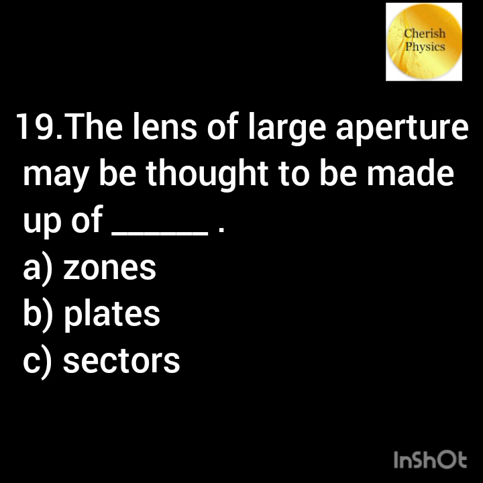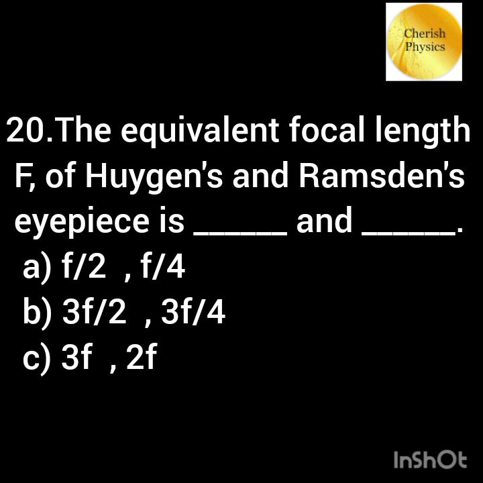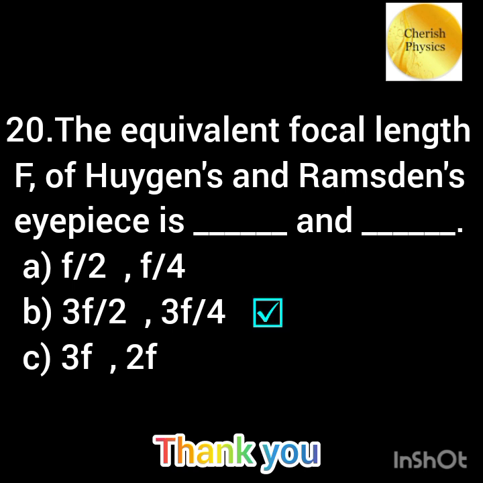The lens of large aperture may be thought to be made up of dash. The equivalent focal length of Huygens and Ramsden's eyepiece is dash. Thank you.